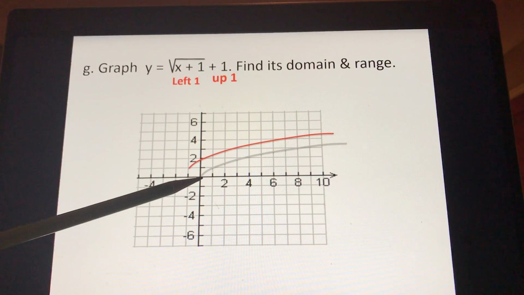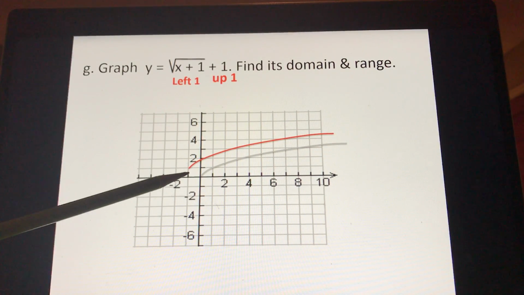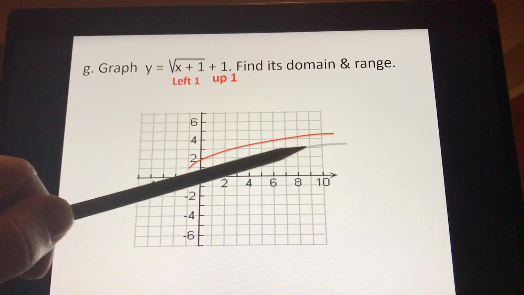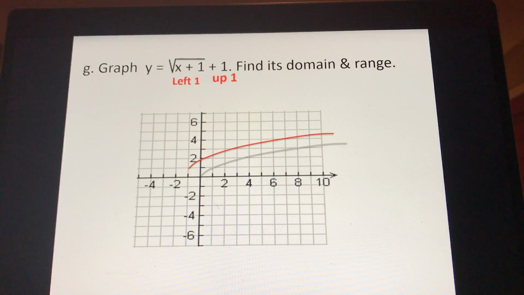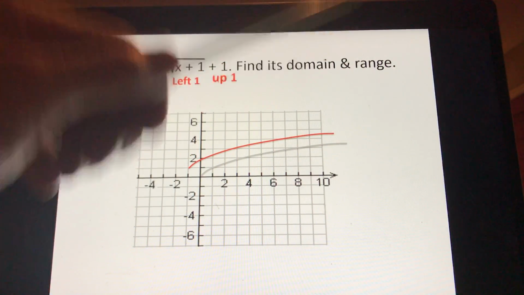So I took that origin point, moved it left 1, up 1. Took this point here, 1, 1, left 1, up 1. Took 9, 3, left 1, up 1. I'm off by a little bit. But you get the idea, I hope. And if not, you just make the table of values. Nothing wrong with doing tables. Tables are great. So now that we see the graph, figure out the domain and the range of it.